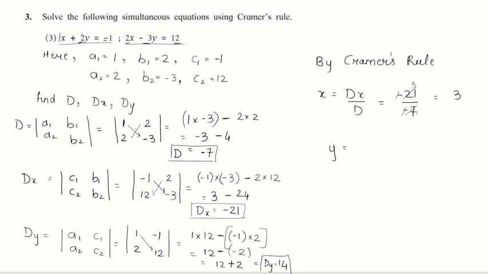How to solve y? dy upon d is equal to dy is 14 and d is minus 7. 7 ones are 7, 7 twos are 14, which is equal to 2 upon minus 1, which is minus 2. Therefore, x comma y is equal to 3 comma minus 2.